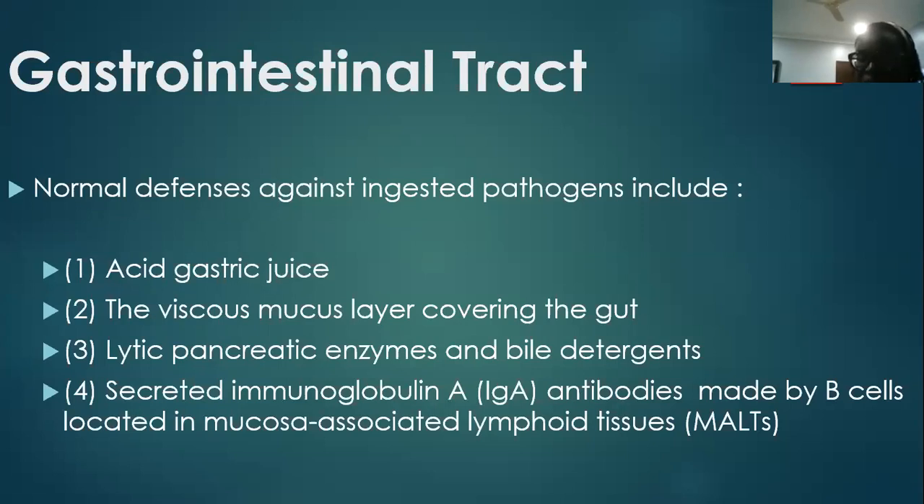Then finally, we have immunoglobulins at the mucosal surface of the GIT, and they are called mucosal associated lymphoid tissues. These also help in fighting infection in the GIT.